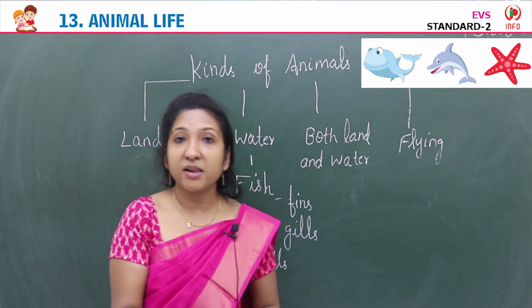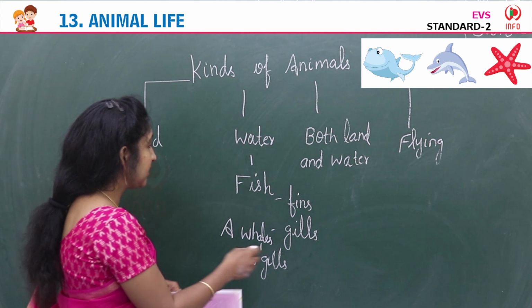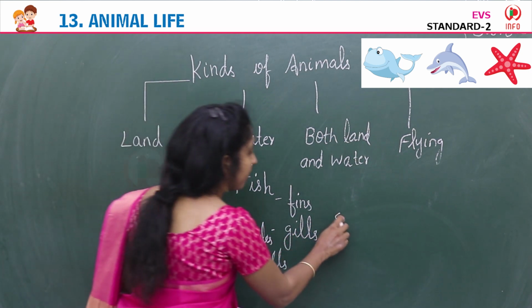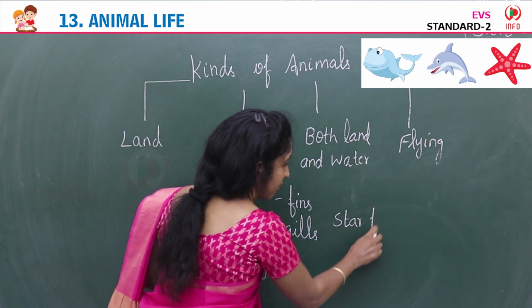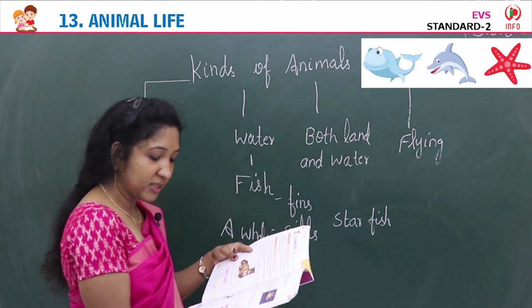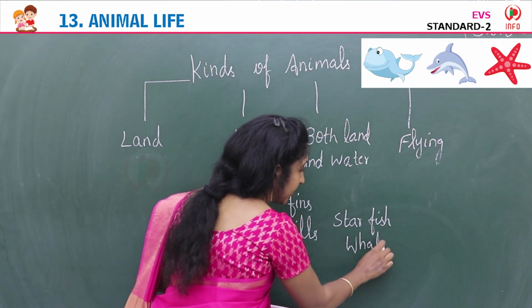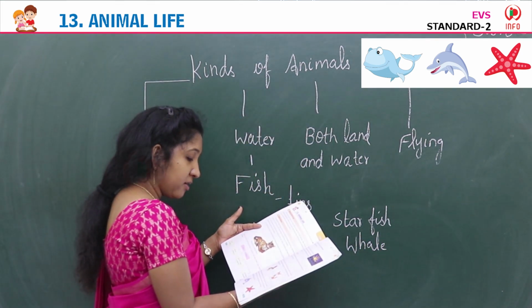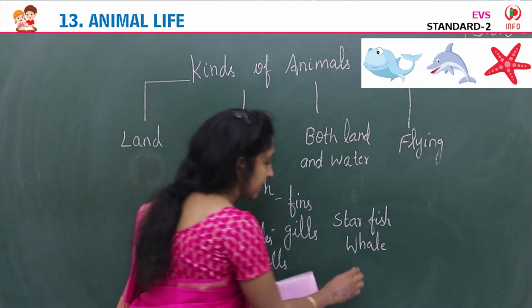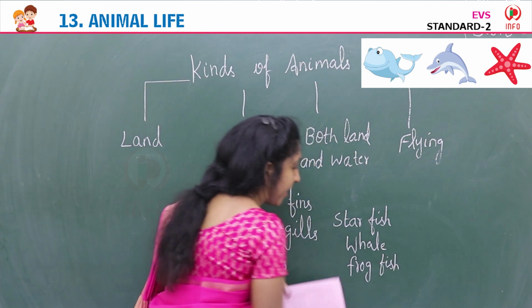Then example, the animals that live in water, like starfish. Starfish is an example of an animal that lives in water. Starfish looks like a star. You can see the image here. Then whale, the biggest water animal is whale. Then frogfish is there. Frogfish, another water animal.